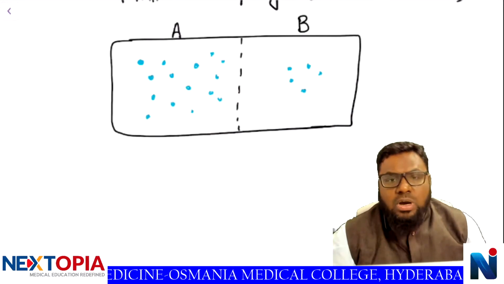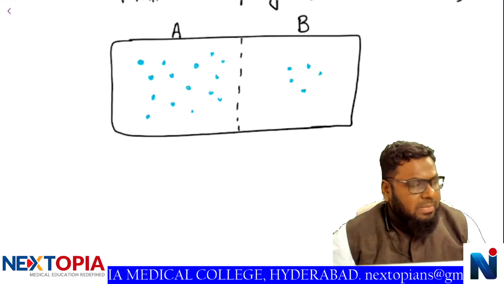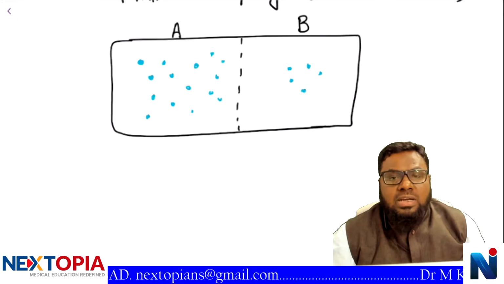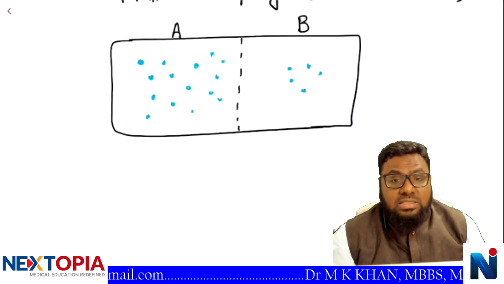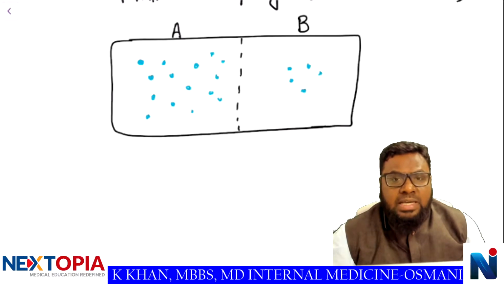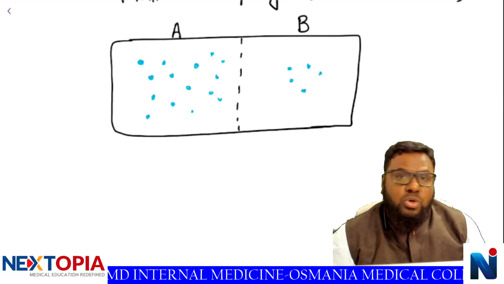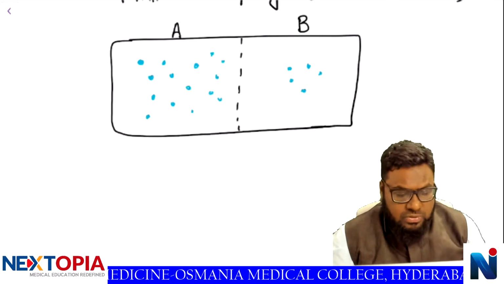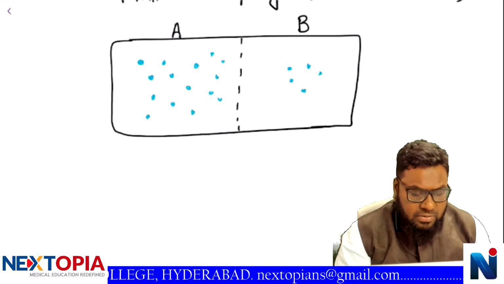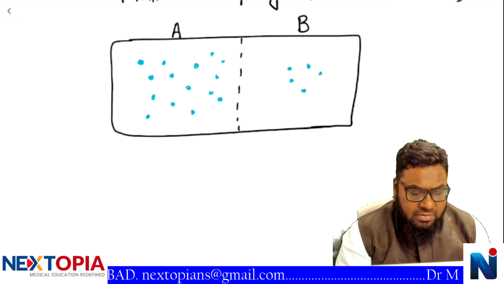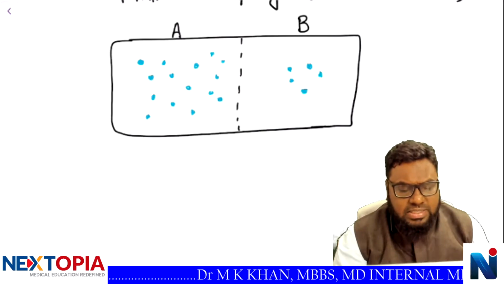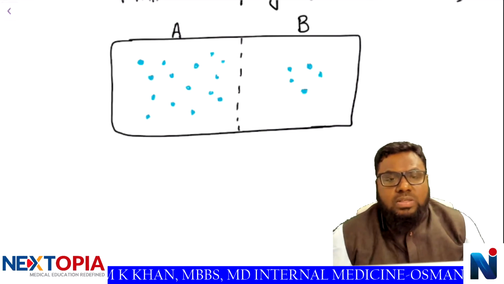In between these two compartments, if you have a semi-permeable membrane, then the movement of water starts. The aim of this process of osmosis is to bring the concentration on both sides of the membrane equal. So we know that on the A side we have a lot of particles and on the B side we have few particles. On the A side we have a high concentration area, and on the B side a low concentration area.